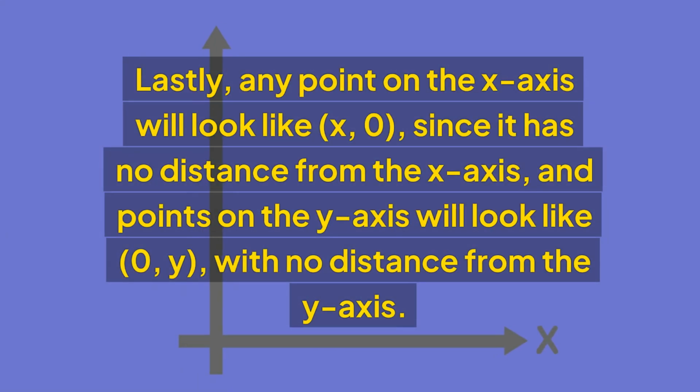Lastly, any point on the x-axis will look like (x, 0), since it has no distance from the x-axis, and points on the y-axis will look like (0, y), with no distance from the y-axis.